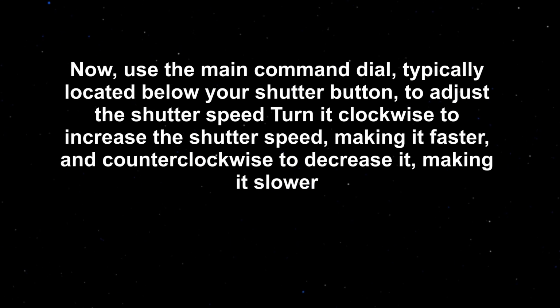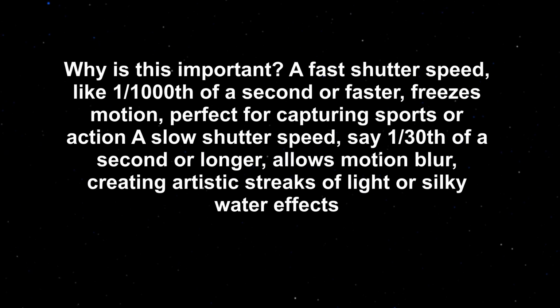Now, use the main command dial, typically located below your shutter button. To adjust the shutter speed, turn it clockwise to increase the shutter speed, making it faster, and counterclockwise to decrease it, making it slower. Why is this important?